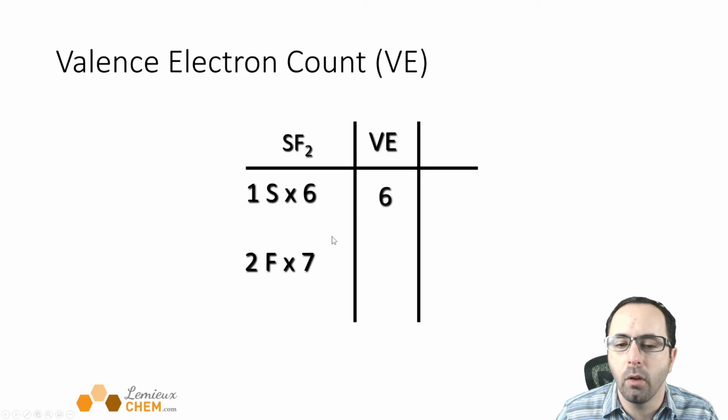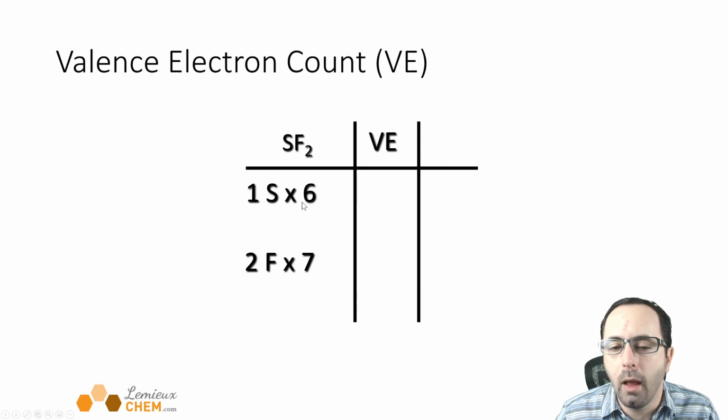Okay, so now we multiply the number of valence electrons for each atom times the number of that kind of atom that we have in the molecule. We have 1 sulfur atom. It has 6 valence electrons, so 1 times 6 is 6 valence electrons here. We've got 2 fluorines. Each one has 7 valence electrons, so 2 times 7 is 14.